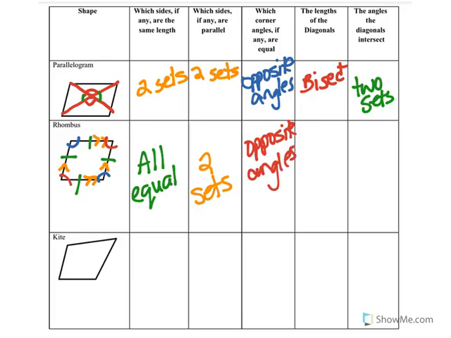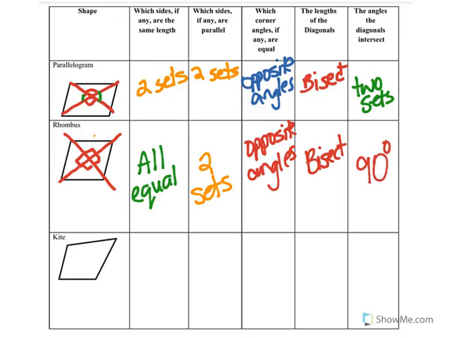When we look at the diagonals, our diagonals will bisect each other, just like a parallelogram. But in a rhombus, they will bisect each other and make 90-degree angles. So they bisect each other and they make 90-degree angles.